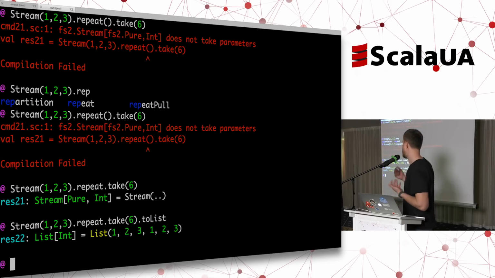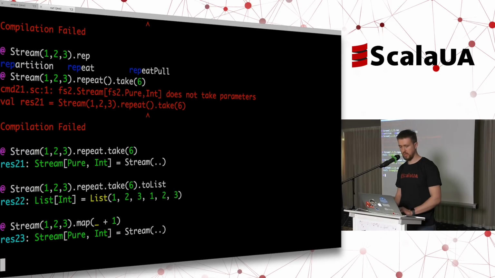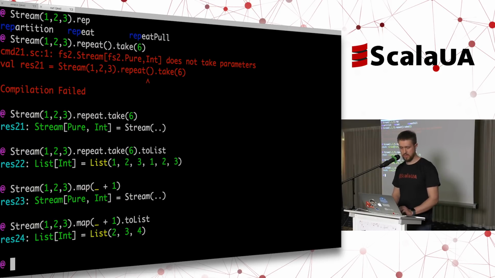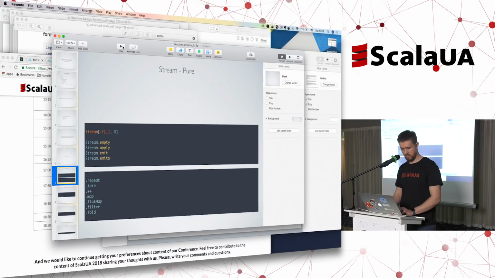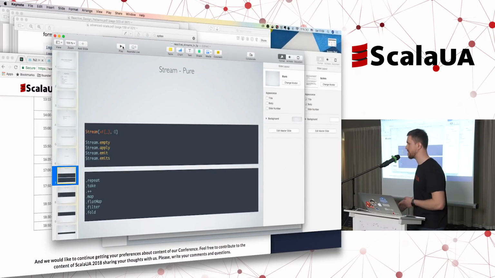So it's repeated 2 times and 6 elements was taken from it. You could, of course, do all the regular stuff like map +1 and do a list. You can do all the stuff. You can concatenate them, of course. You can filter them. You can fold over them. All the basic stuff. But it's not that interesting.